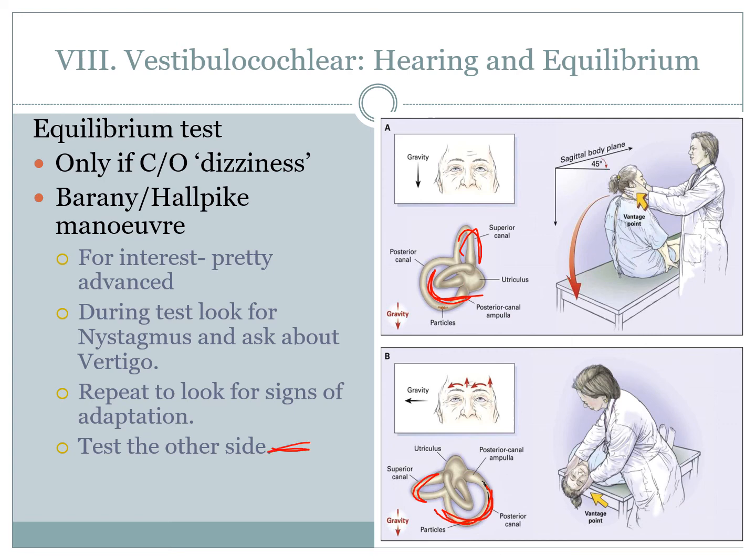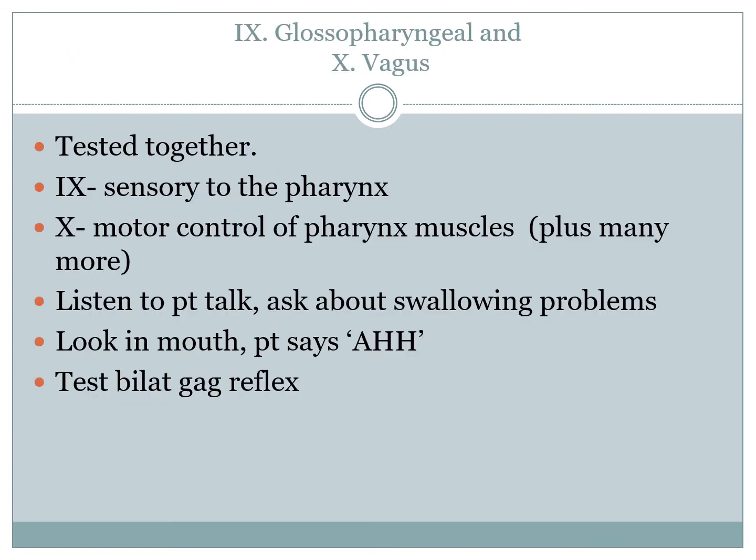Okay, like I said, quite advanced, purely out of interest. I suggest you practice it with your GP, with your doctors beforehand, so that you get a better understanding. Moving on, cranial nerves 9 and 10, so glossopharyngeal and vagus. Now these two are tested together.